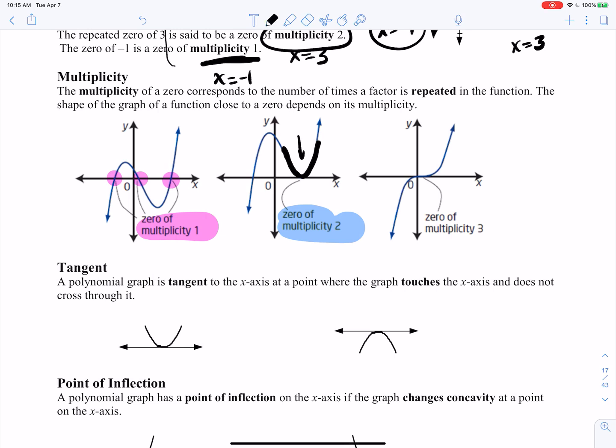And anything with a multiplicity of 3, it has what we call a point of inflection. So it goes through the x-axis, but it doesn't bounce off and it doesn't go straight through. So this is, again, a point of inflection.